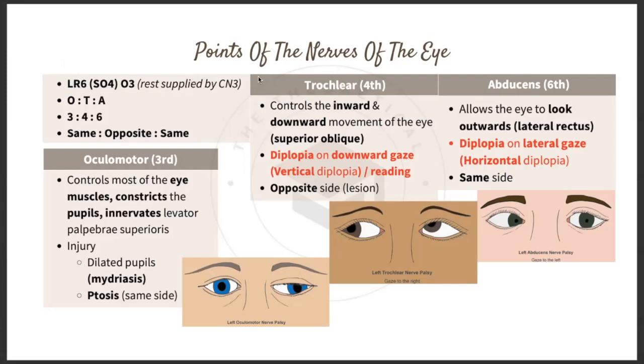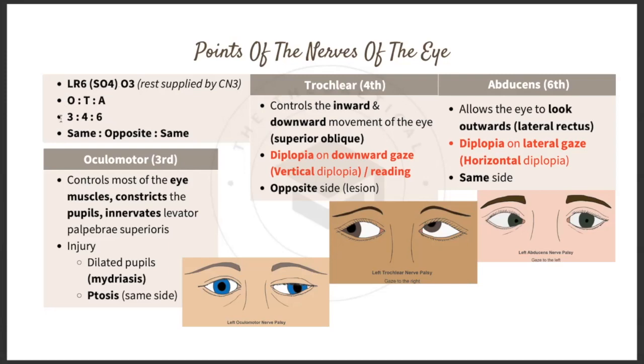So the rest is supplied by cranial nerve 3. LR6, the lateral rectus, is supplied by the abducens, the sixth cranial nerve. Superior oblique is supplied by the trochlear nerve, the fourth cranial nerve. OTA. Just remember this next three part like this. If you're weak in memorizing about the nerves of the eye, this will be really helpful. So OTA 3, 4, 6, just like LR6, SO4, O3.